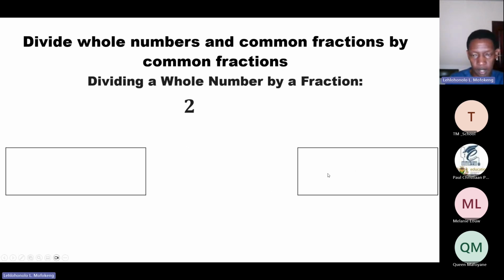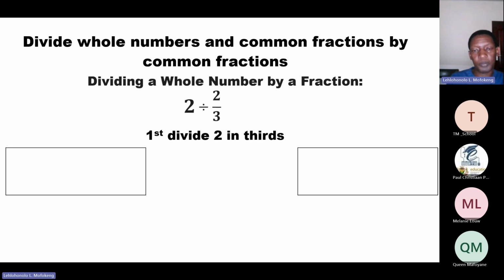Here, as you can see, we are having two whole parts, and we are going to divide these two whole parts by 2/3. So before we can divide this two whole by 2/3, we must firstly divide this two in thirds, in other words, in equal thirds. So let's just do it.